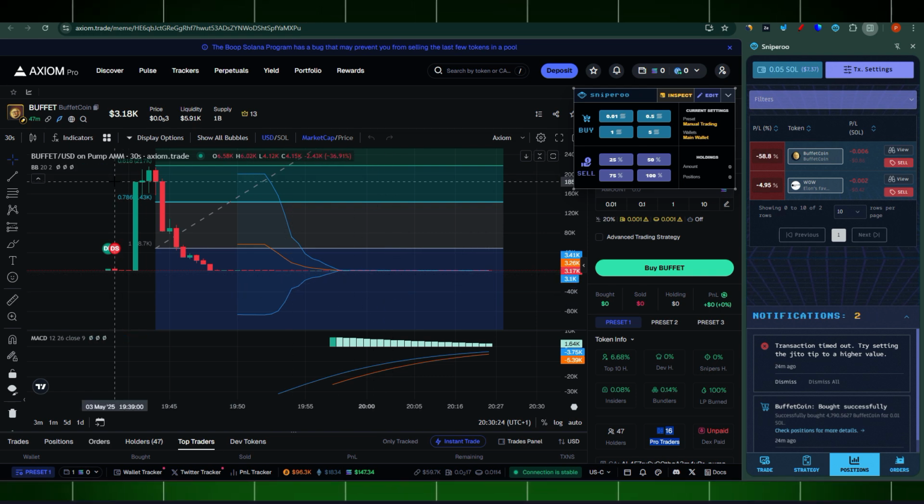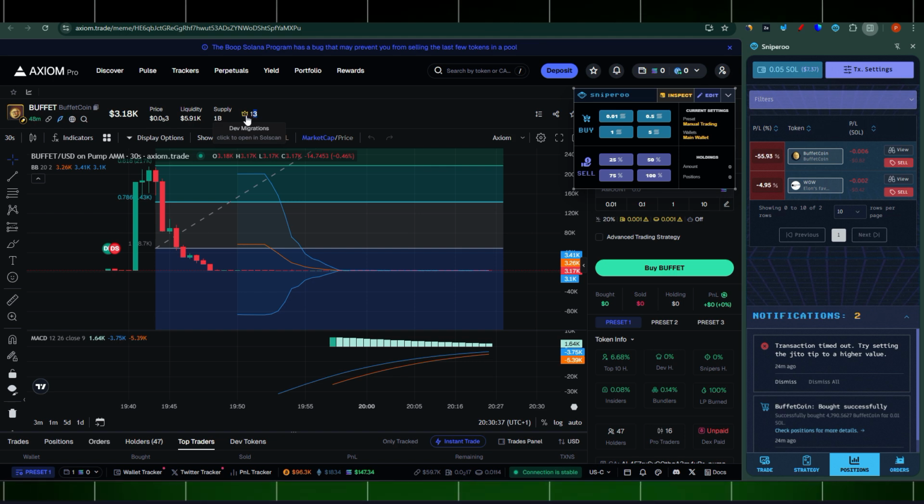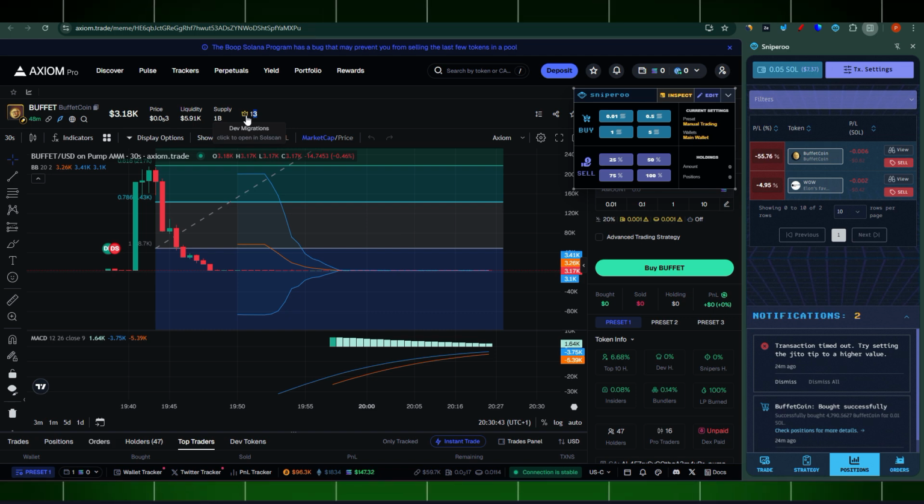Which is quite unexpected because the dev who actually created this coin had 13 of those coins migrated, right? Okay, so this is also a good indicator. But as I said, nothing is guaranteed in this business. This dev did coins in the past which they migrated 13 times.